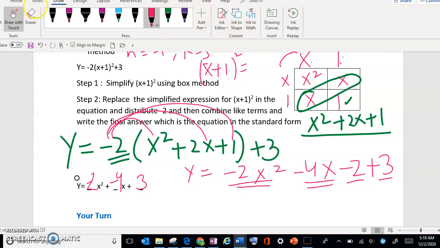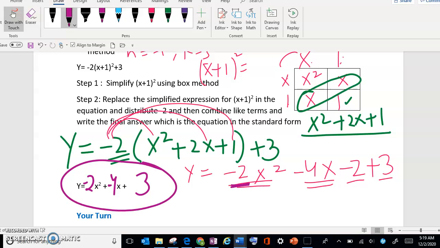So let me just expand it a bit. Erase it and I can just write it more clearly. So this is -2x² and -4x and this is +1 and that is my final answer.